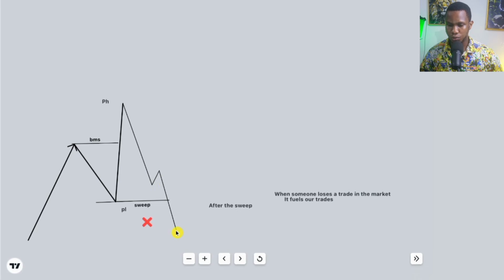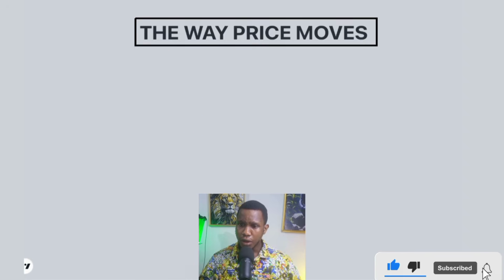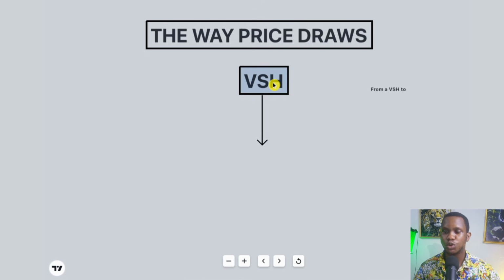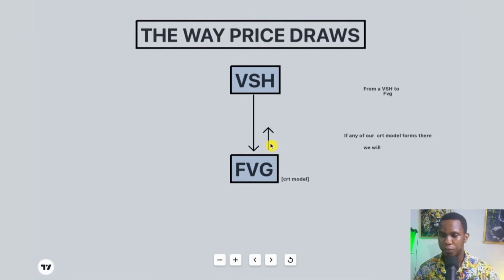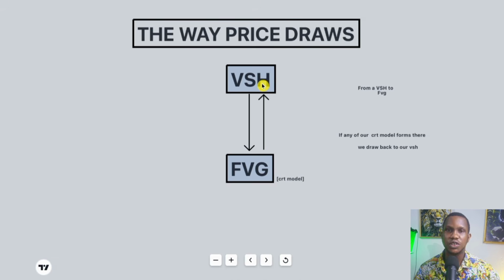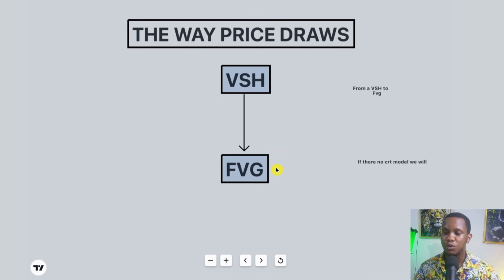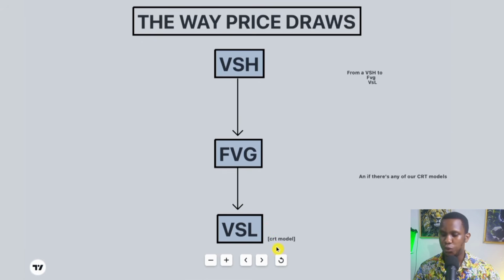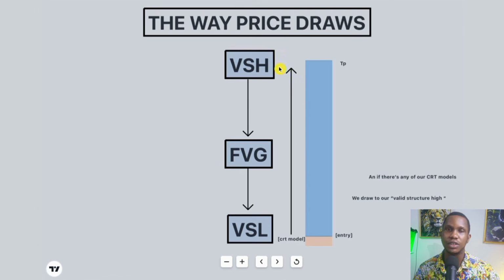So after this sweep, I make a market structure shift, which makes our trading range the highest probability level. This is where price moves in the market. This will allow us to anticipate interest and where to take our profits. It moves from a value structure high down to a fair value gap. When there is a CRT model, we will move from a fair value gap to the value structure high. So here will be entry, stop loss, take profits, guys. And if there is no CRT at our fair value gap, we'll move down to our value structure low, guys. And when there is a CRT at our value structure low, we'll make our entry and target towards our value structure high, guys.